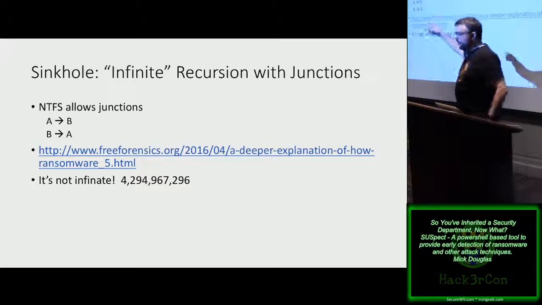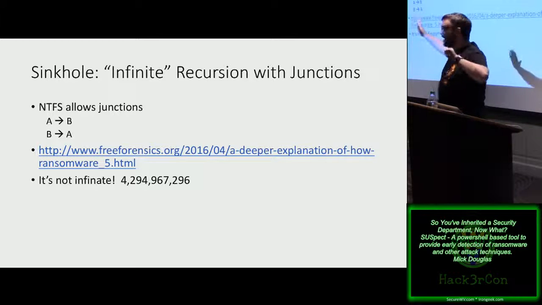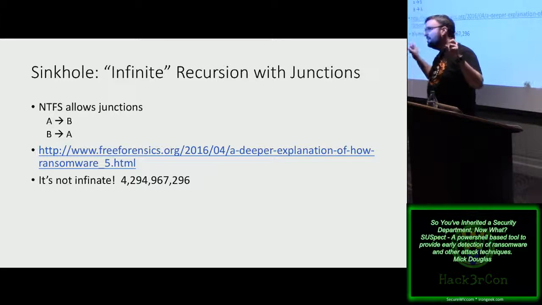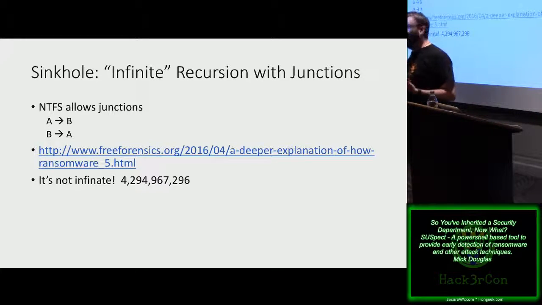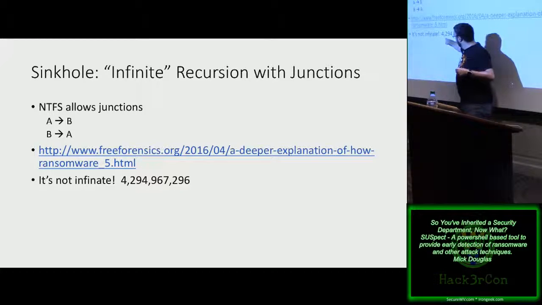Now let's move into some things that you can do to really trip up the bad guys. You can do infinite recursion with a thing called junctions. NTFS allows a thing called junctions. They're kind of like symlinks in Unix. What you do is you make a pointer where folder A points to folder B and folder B points back to folder A.